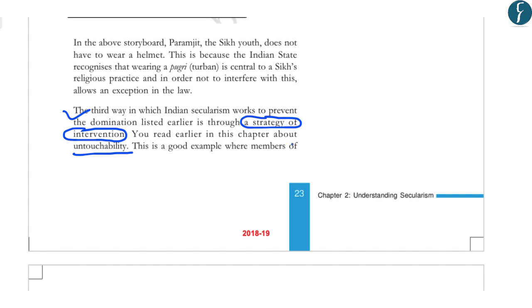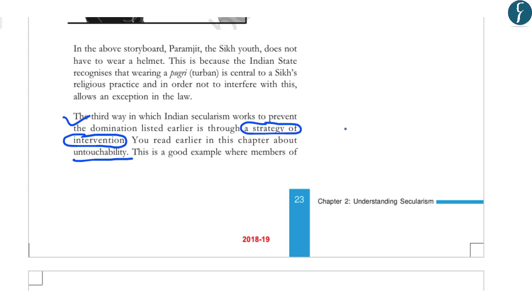So, in order to remove the discrimination, the state has also adopted a strategy of intervention. For example, in case of untouchability, the Constitution explicitly abolishes untouchability under its articles on fundamental rights. So, the three strategies adopted by the Indian state in practicing Indian secularism are that India is not ruled by any particular religious community. Secondly, there is a strategy of non-interference in personal matters of religion. And thirdly, on a community level, the Indian state intervenes to remove discriminatory practices like untouchability.